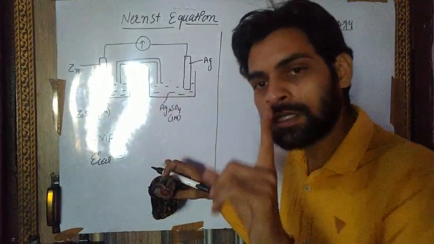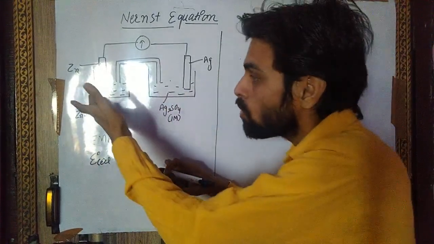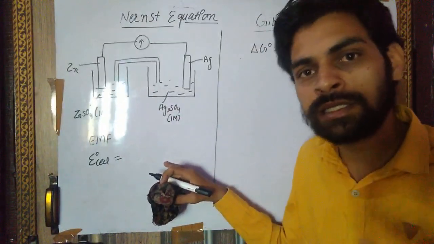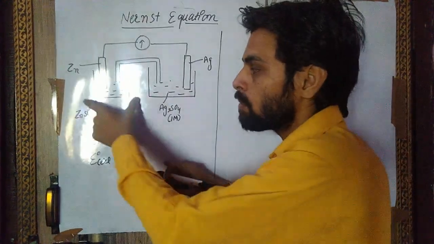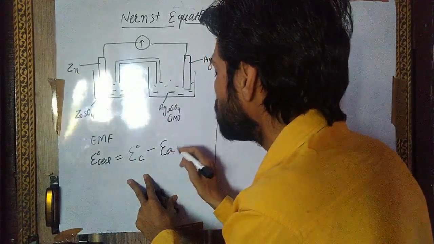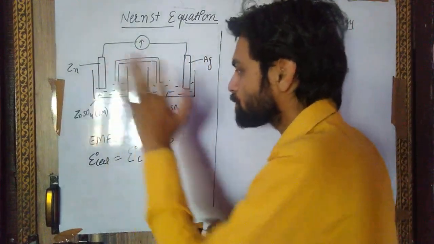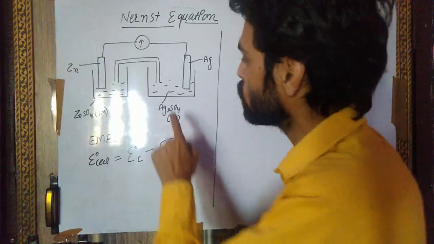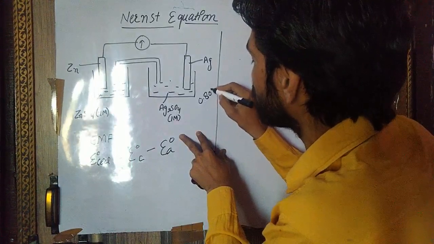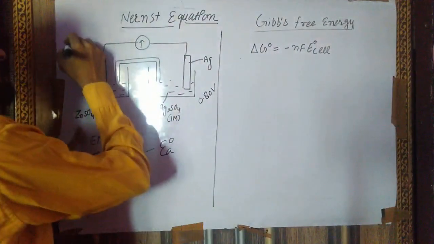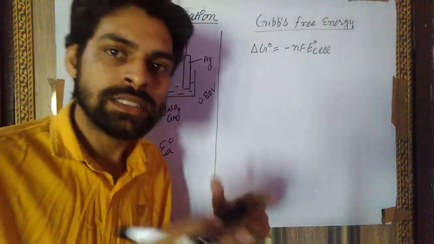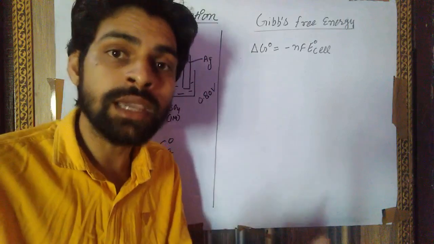We will use reduction potential only. Generally we know that oxidation occurs at the anode, but here we will take the same term, that is reduction potential: reduction potential of cathode minus reduction potential of anode. These two values the examiner will provide you. For example, if I say the reduction potential of silver is 0.80 volt and the reduction potential of zinc is minus 0.76 volt, what will be the value of the EMF of this cell?